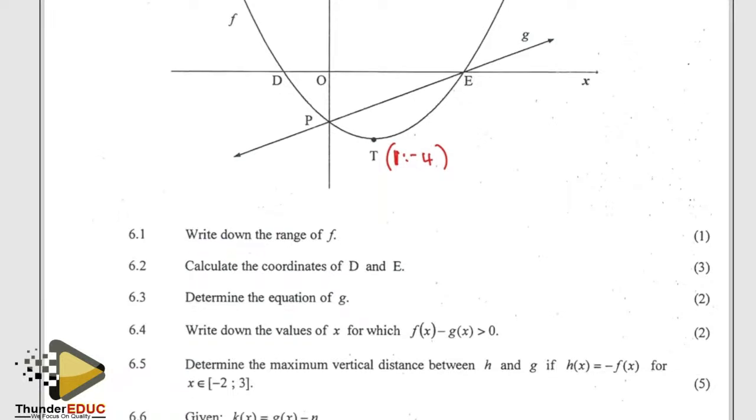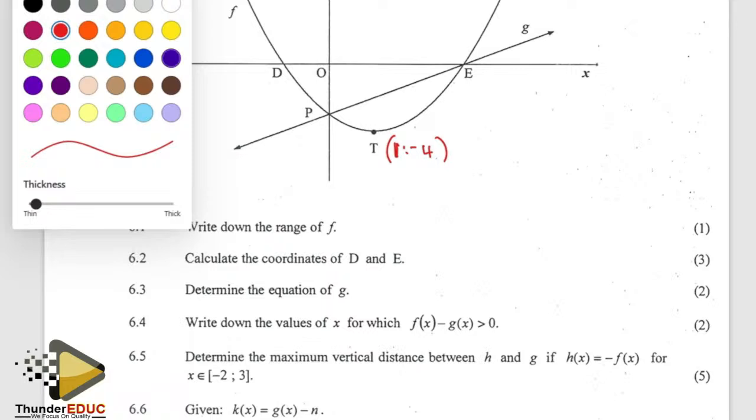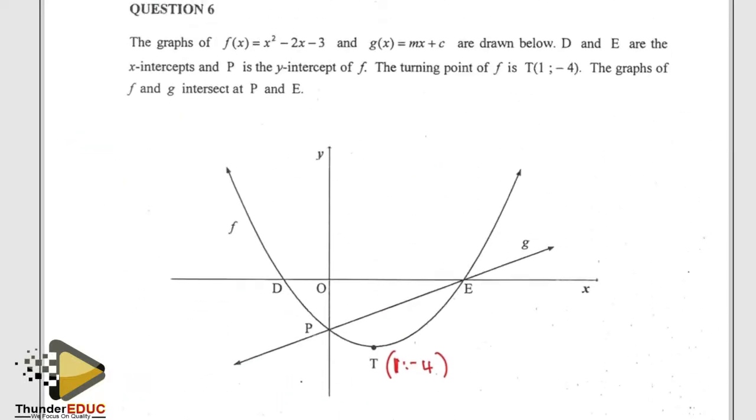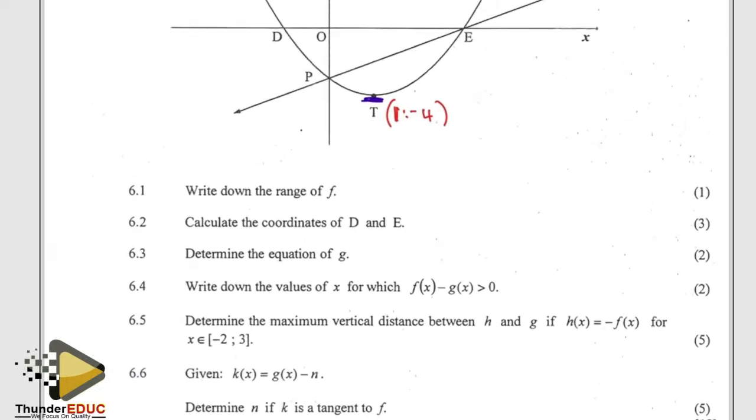For us to answer the first question, they want the range. What is range? Remember, this question is weird. They hardly ask such questions of range and domain. Now it's coming, 1 mark. So range simply refers to the y values, any y values that we're going to be looking at for the graph to exist or for the graph to be valid. Okay, so we can see that from the turning point moving upwards. So I'm going to say y must be greater or equal to negative 4. That will represent my range.